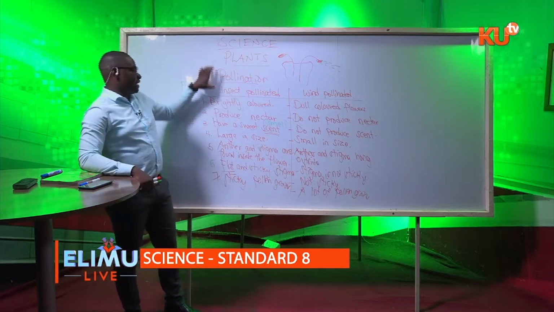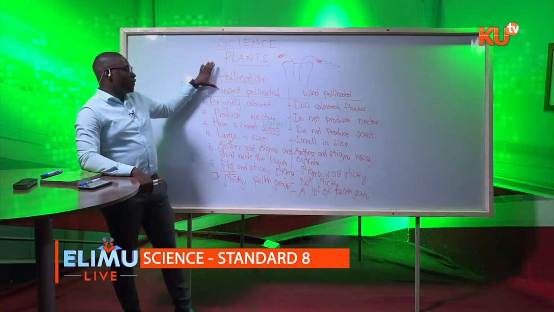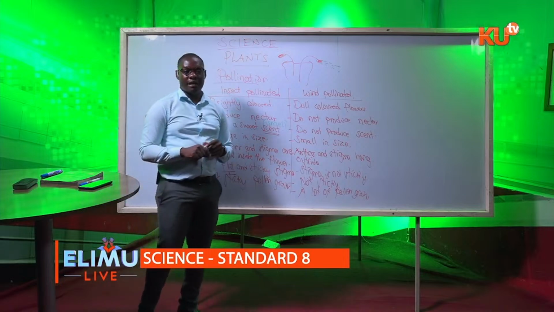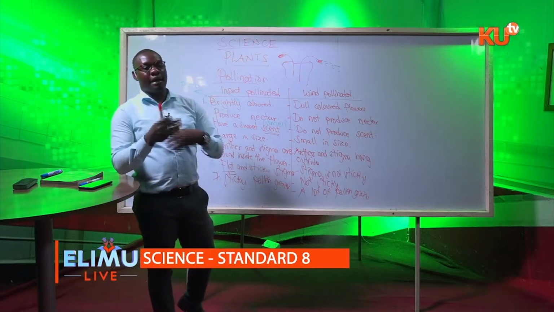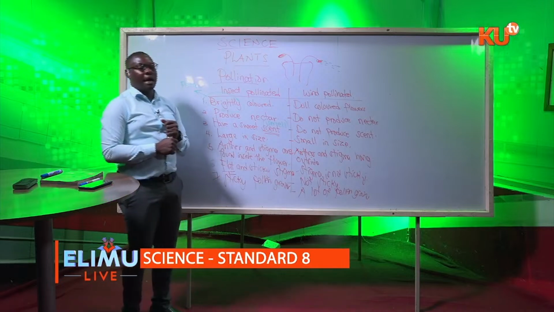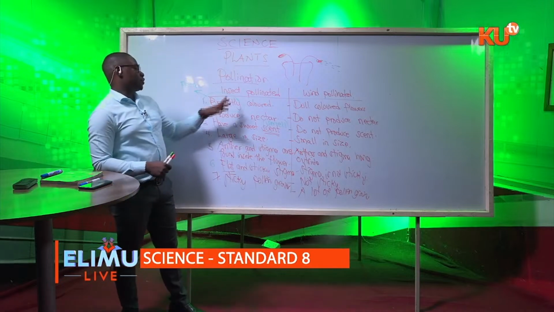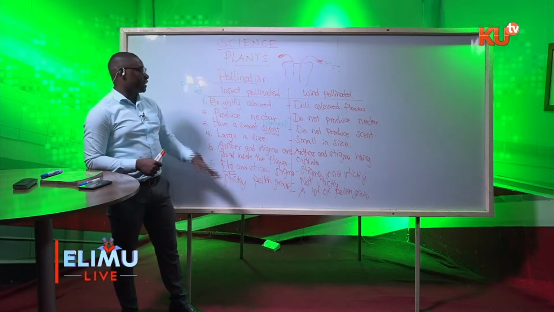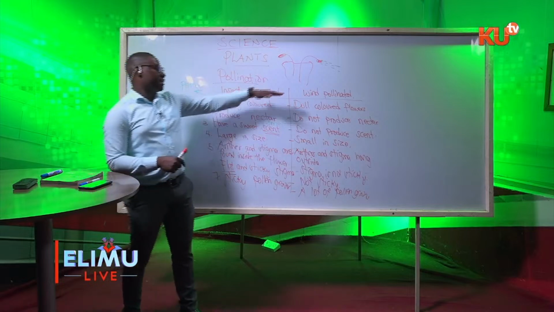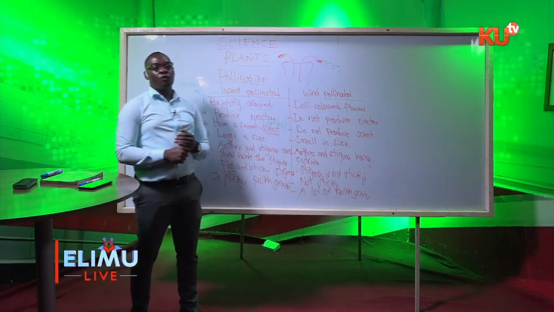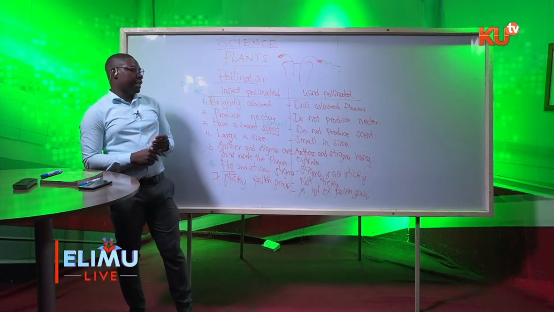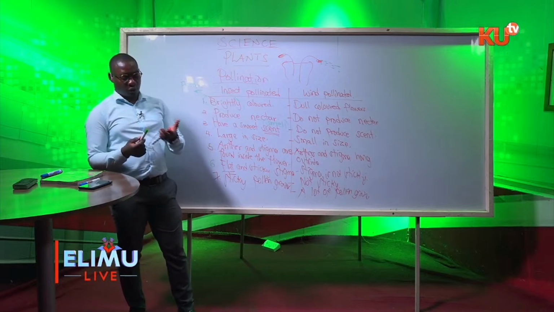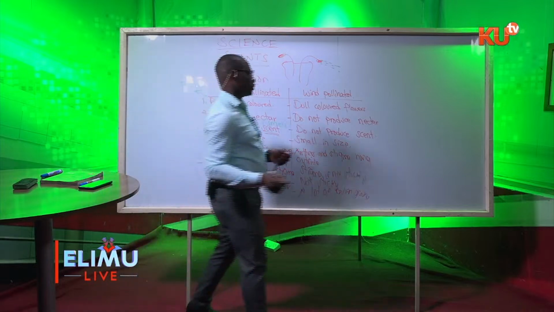I started by defining pollination, which was the movement of pollen grains from the anthers to the stigma. Then I talked about what makes that movement possible, and we call them agents of pollination. And we looked at two, insect and wind. So this gives the characteristics of insect-pollinated flowers, and this gives the characteristics of wind-pollinated flowers. So when we come to pollination, these are agents, but we also have types of pollination.